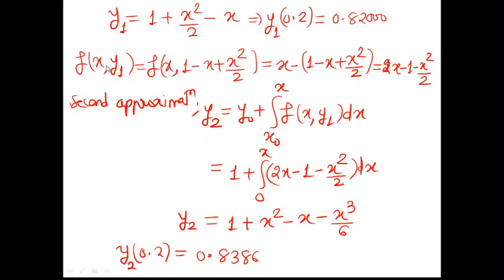Now for the second approximation we need f of x y1. Let's find it. Just put the value of y1 over here, which is 1 minus x plus x square by 2, and then use the definition of f, which is x minus y. Simplifying we get this. According to Picard's iterative formula, y2 is given by y naught plus the integral from x naught to x of f of x y1. This we have already calculated here. So we will put this in and integrate, and applying the limits we get this expression.